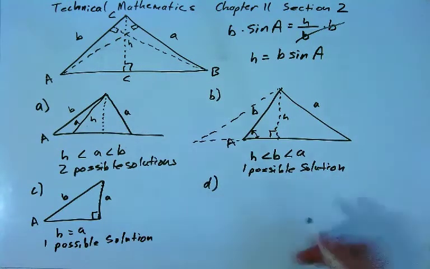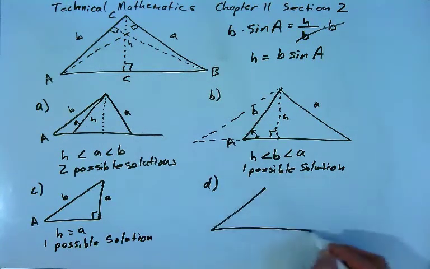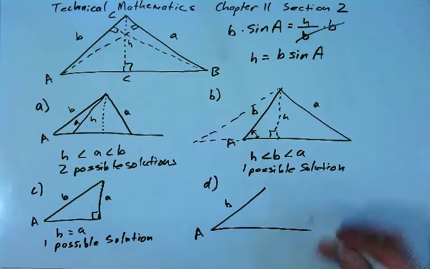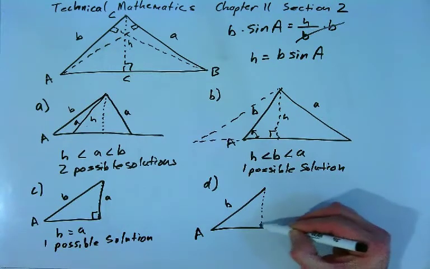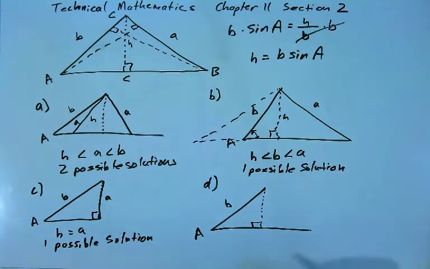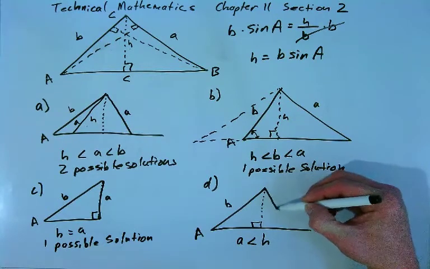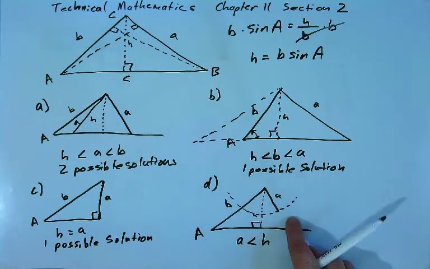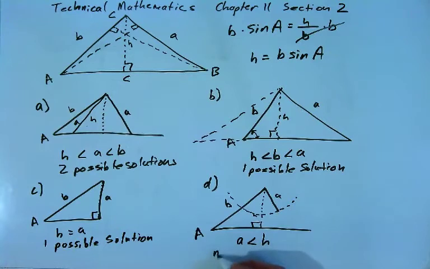Okay, and the fourth possibility is that we're given angle A, we're given the length of side B, and we draw the height, which is perpendicular, and we're trying to determine where side A is. If we find that A is less than H, if A is smaller than the height, right, where this is the height, if A is smaller than the height, there's no possible solutions because a triangle cannot be formed. So if A is less than H, no solutions. So these are our four possibilities.